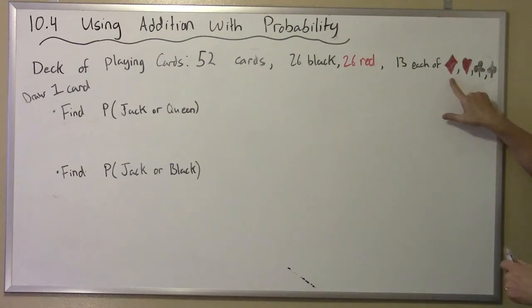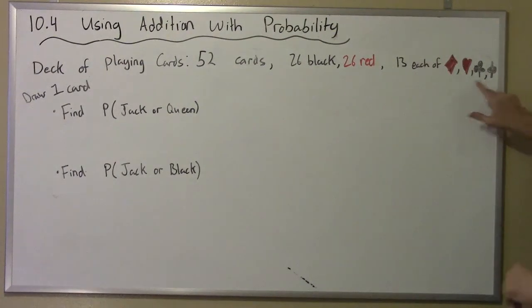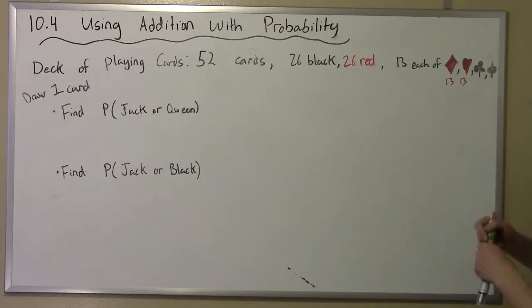We've got 13 diamonds, 13 hearts, 13 clubs, and then 13 spades. So there's 13 of each of these, and there are 2 red suits, so 13 and 13 gives you your 26 reds, and then you have 13 of these and 13 of these, which is 26 black cards.